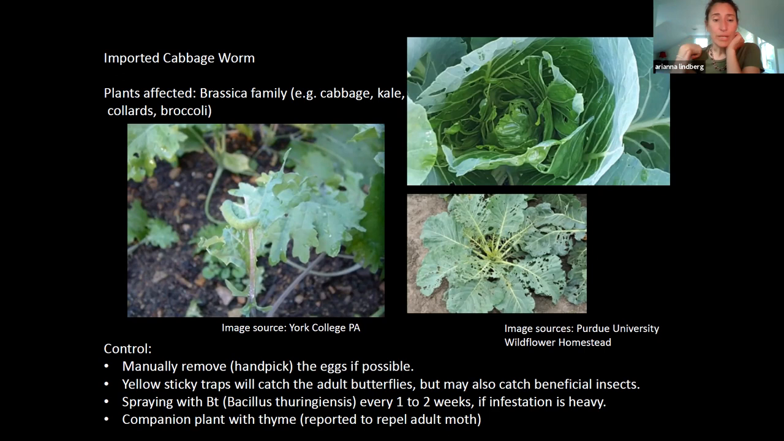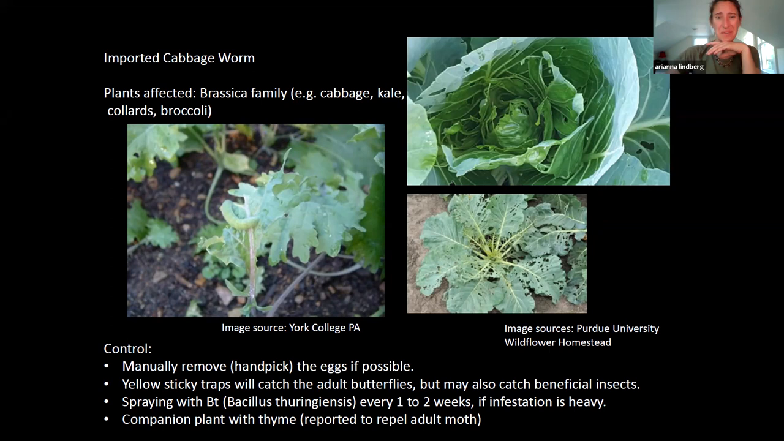You can also put out yellow sticky traps to catch the adult butterflies, but those also might catch beneficial insects. So you always have to weigh the cost and benefit, if you will, in terms of what you do to prevent pests and what it can do to beneficial insects. If you have a severe infestation, BT is an option. That is a naturally occurring bacteria, Bacillus thuringiensis, that basically shuts down the digestive system of any kind of worms. So that is the imported cabbage worm.